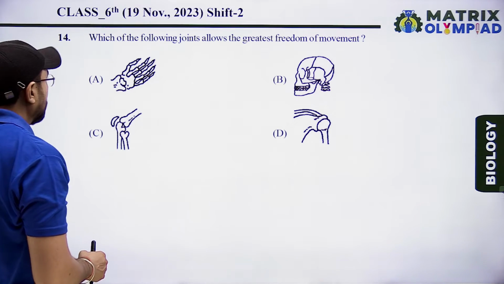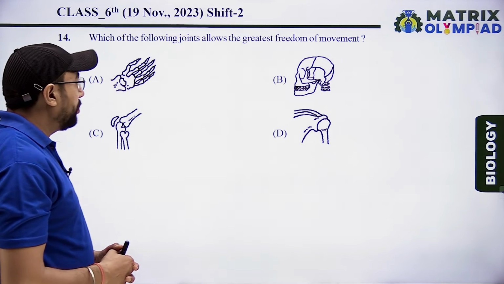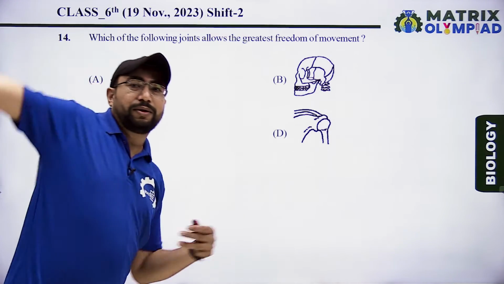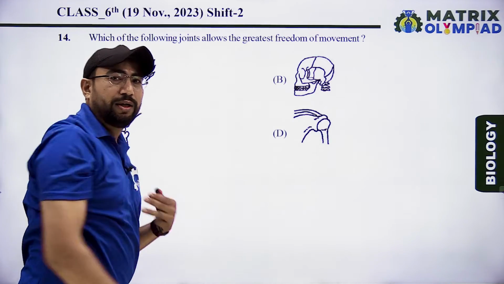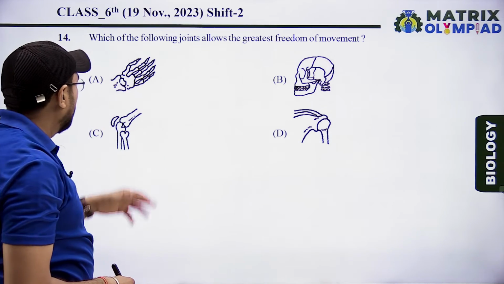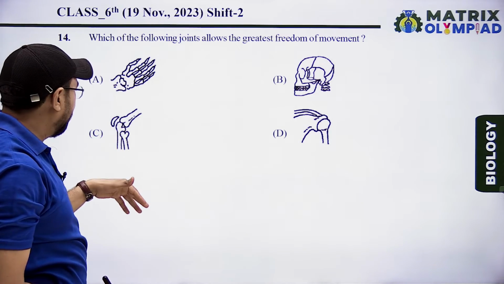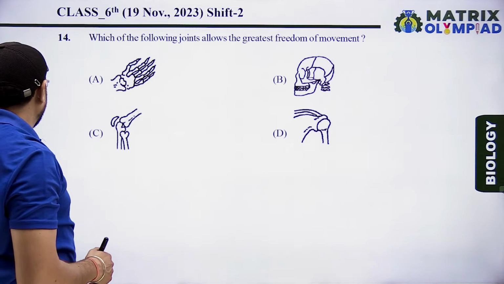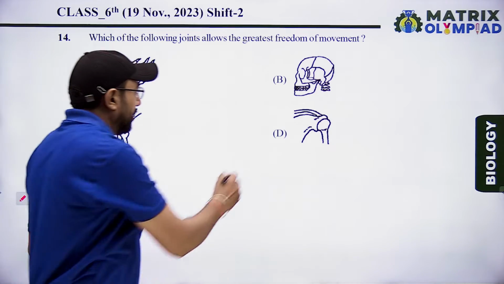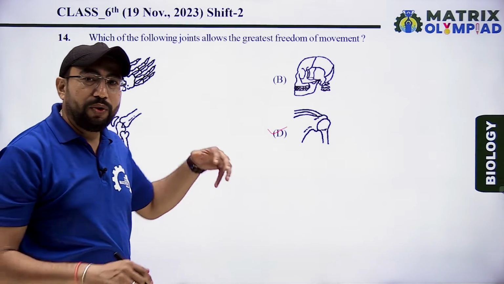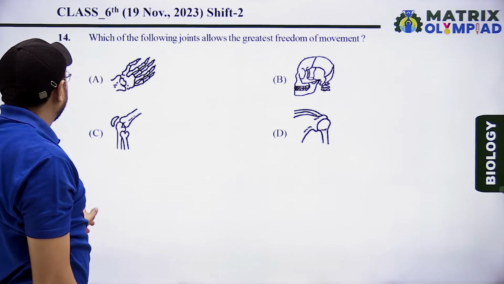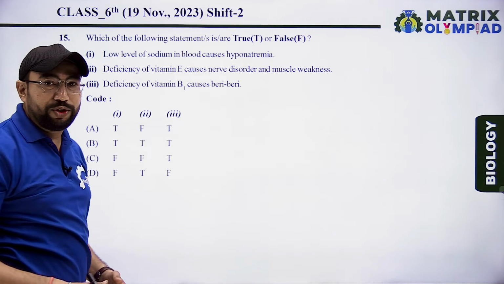Which of the following joints allows the greatest freedom of movement? Like this one, which allows only 180-degree movement. So, options A, B, C and D. Which one is correct for this? I think the last option, ball and socket joint, is right. This one is right because it shows 360-degree movement. That is right.